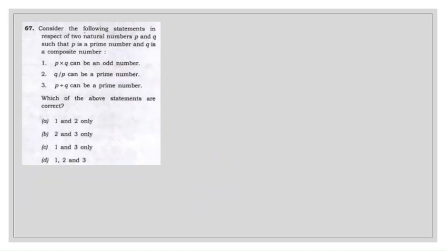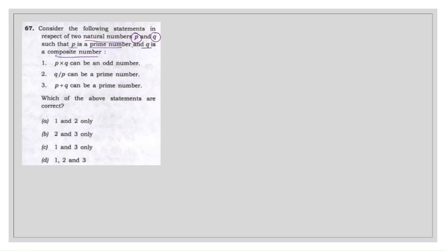Now the next question says consider the following statements in respect of two natural numbers p and q. So here we have two natural numbers, that is p and q. They have told us that they are natural numbers such that p is a prime number and q is a composite number. So prime numbers, we all know what are prime numbers.